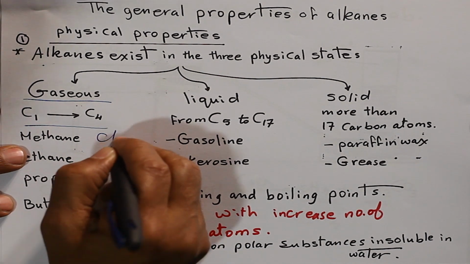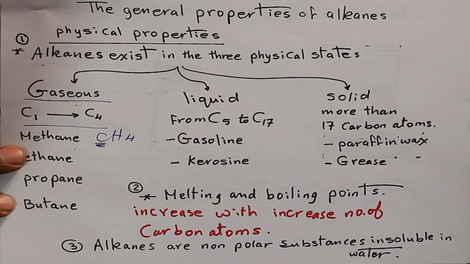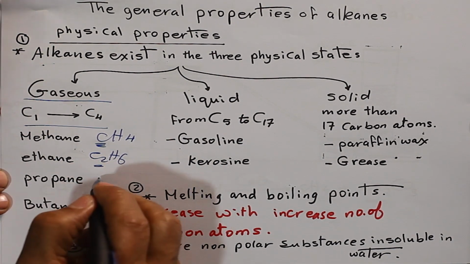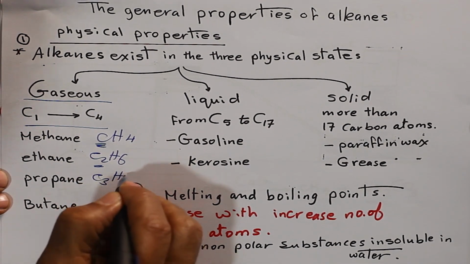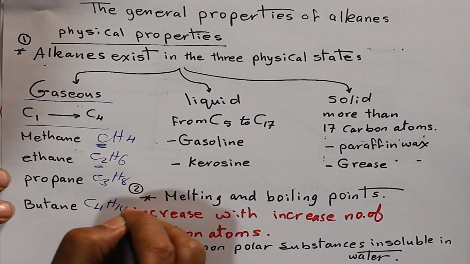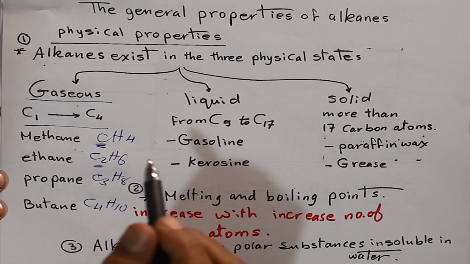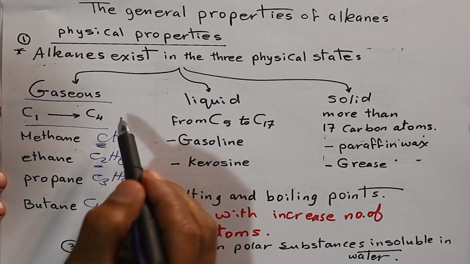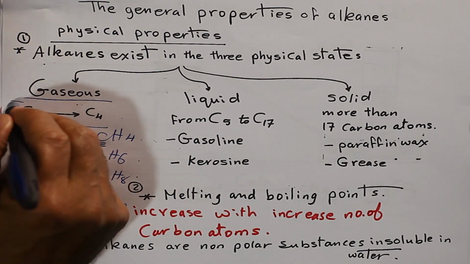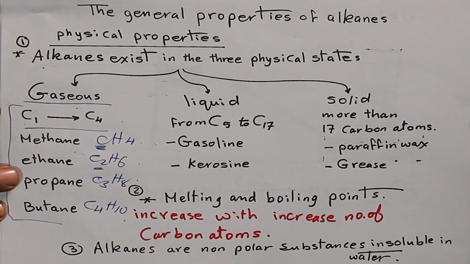Methane, CH4, 1. Ethane, C2H6. Propane, C3H8. Butane, C4H10. This means from C1 to C4. Methane, ethane, propane, butane. This group is found in the gaseous state.